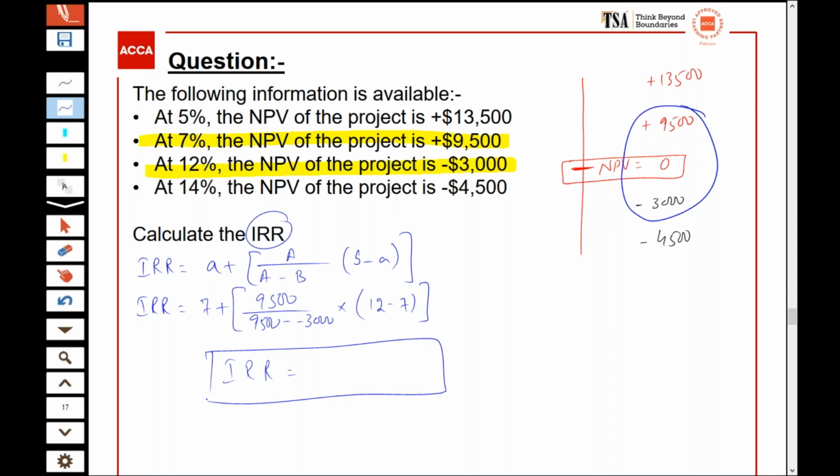Just calculate it. Select those figures which are near to 0. Because it is a very simple thing that if you want to go somewhere, you have to take a very simple route. Do not go like a very long route. Just take the simple route. And the answer is 10.8. 10.8 is my answer. This is my internal rate of return.